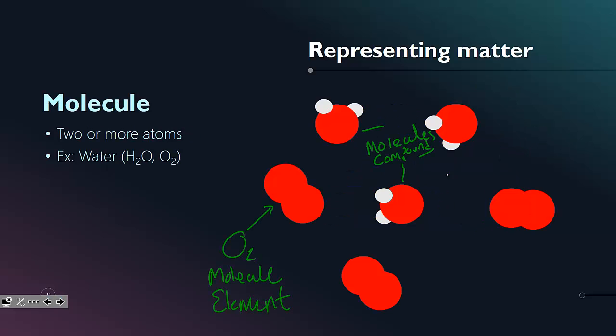A mixture is when you see two or more things present in your picture. So here I have a mixture of molecules. One is an element and one is a compound.